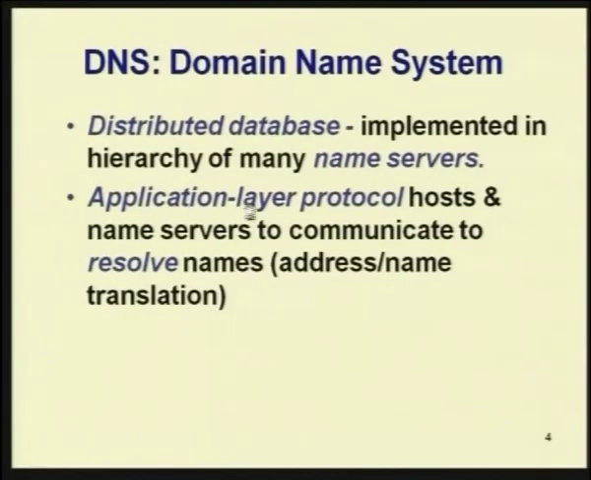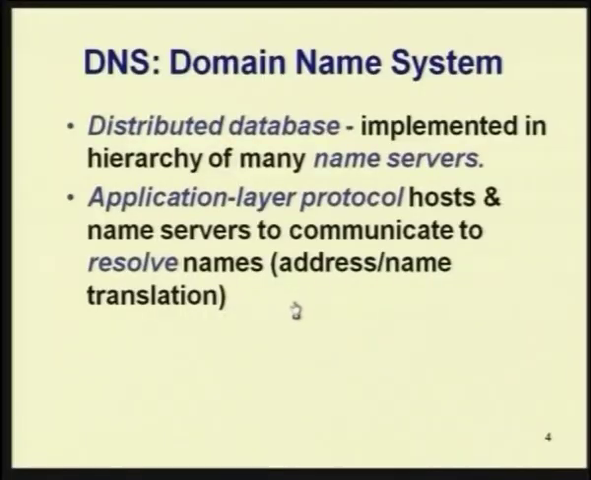In addition to this distributed database, we also have an application layer protocol which allows hosts to communicate with these name servers, and as part of this communication they resolve the names. The term that we use normally here is resolving the names. What do we mean by resolution here? Resolution essentially means that given a name, you get the corresponding IP address. So this name to address, or address to name, translation is what we mean by saying that we resolve the names. So we have a distributed database and we have an application layer protocol which allows these name servers to communicate with one another.